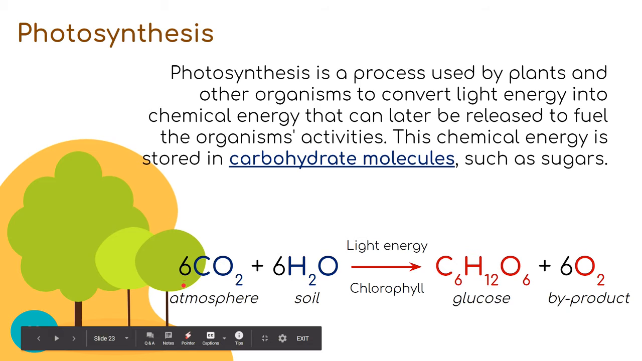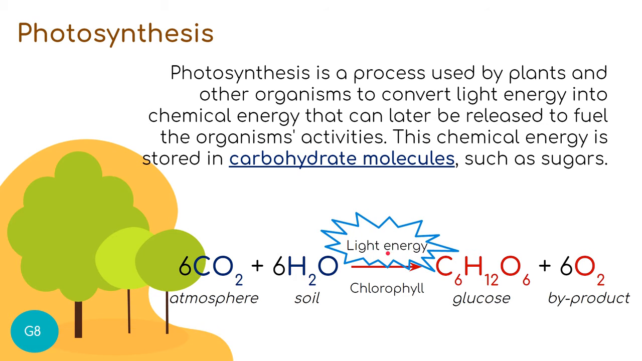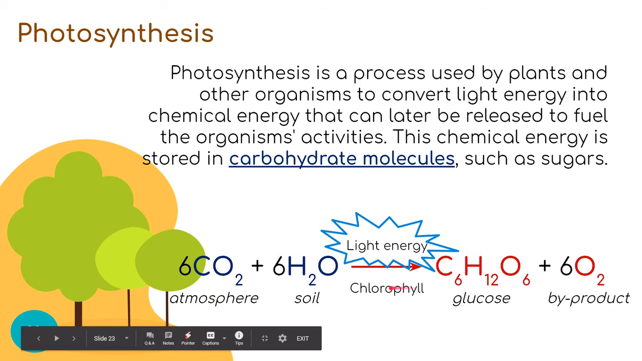Plants will take 6 carbon dioxide molecules from the atmosphere and 6 water molecules from the soil to capture light energy with the help of the green pigment chlorophyll and store it in the chemical bonds of a single glucose molecule, which is made up of 6 carbon atoms, 12 hydrogen atoms, and 6 oxygen atoms.